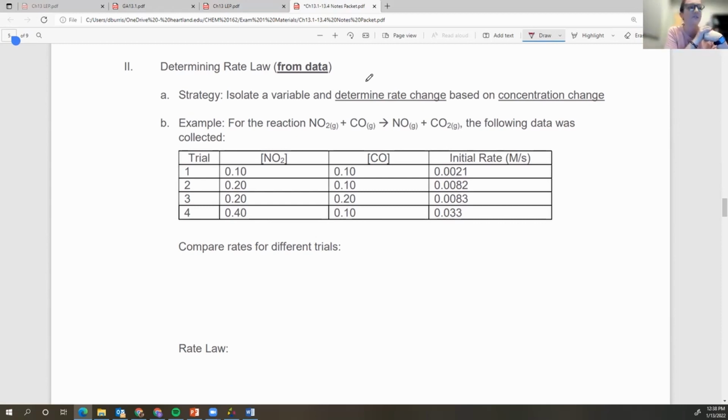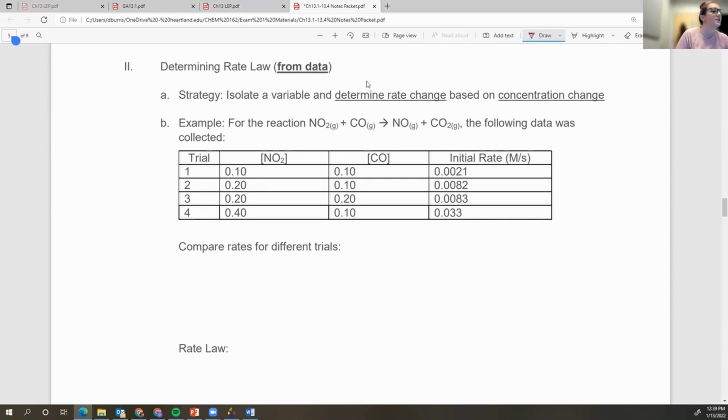So their strategy is essentially to isolate a variable. So look at one reactant at a time and determine the rate of change. How the rate changed based on how the concentration changed. So if I doubled the concentration and the rate doubled, that would mean it was first order. If I doubled the concentration and the rate quadrupled, that would mean it was second order. And I'm going to show you how I do this.